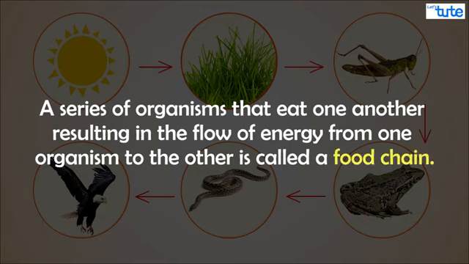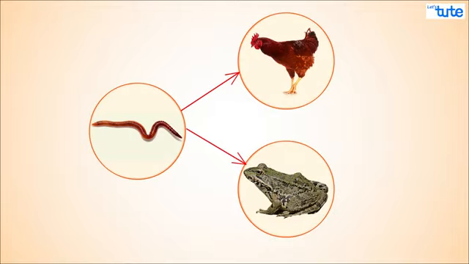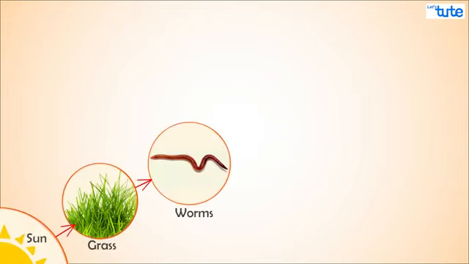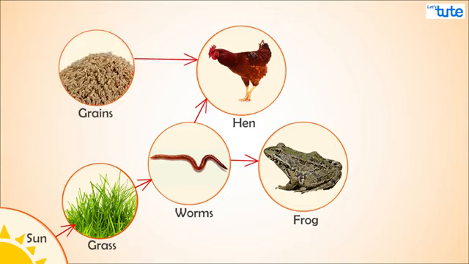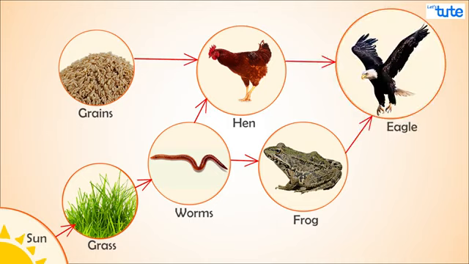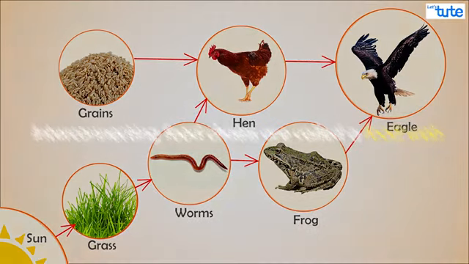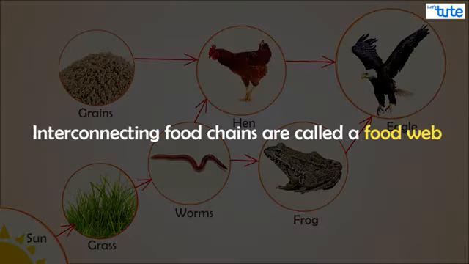Many such food chains exist in the ecosystem. One organism can be food for many. Let's understand this. Many worms feed on the same grass. The worms are eaten by the frogs and hen. If you carefully notice, the hen feeds on grains too. But this frog and hen are both eaten by the eagle. Here, if you see, multiple food chains are formed, and these interconnecting food chains are called food web.